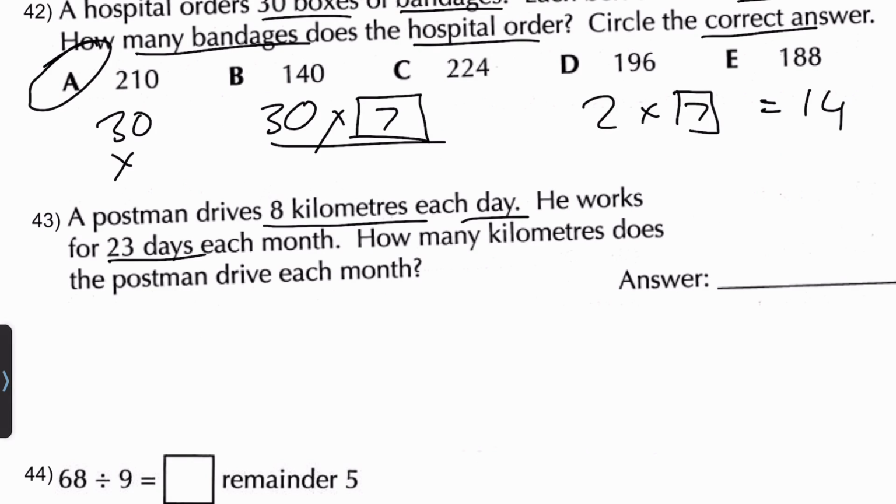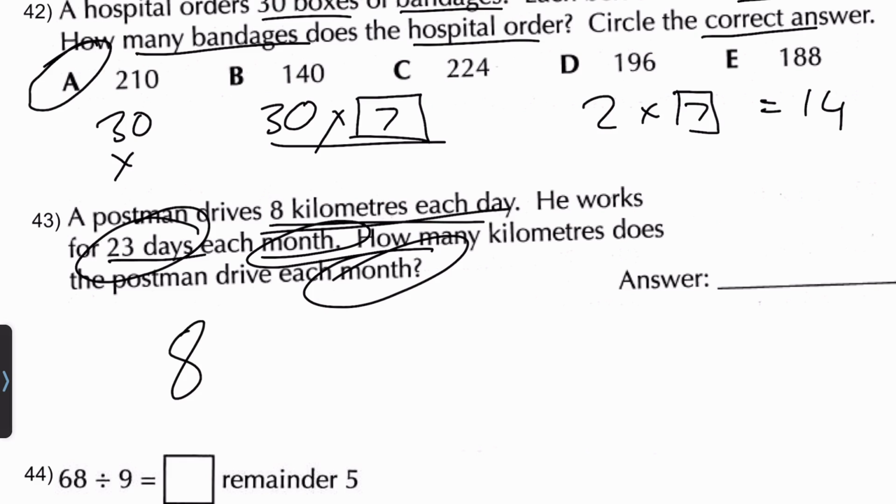He works 23 days of each month. How many kilometers does he drive each month? So this month bit is pretty irrelevant, right? All you need to know is that he's driving 8 kilometers each day, and he does that for 23 days. So if it's 8 each day, you just times it by 23.